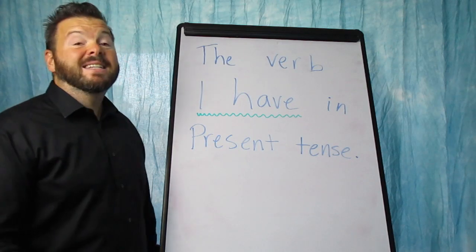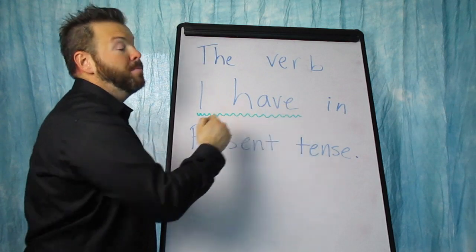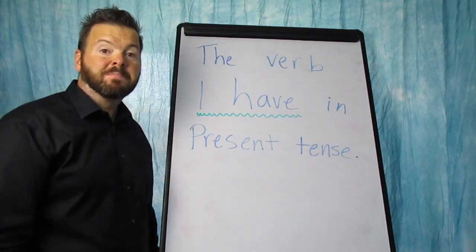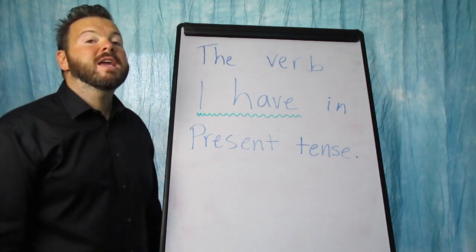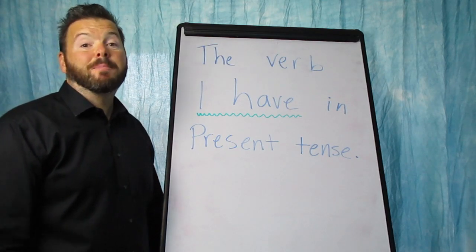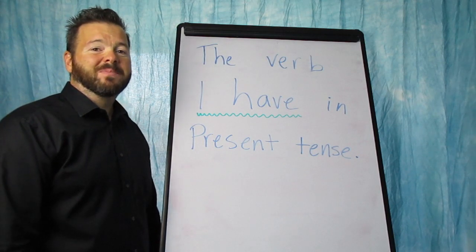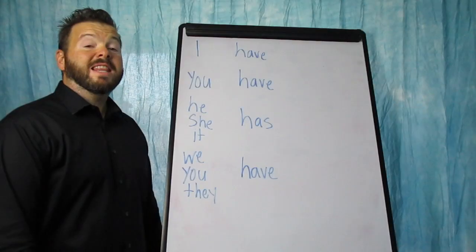Now, in today's lesson we are going to do the verb I have in present tense. Before we start, make sure you have a notebook and a pen or pencil. I'll see you in a moment and we'll get started. Alright. Let's get started.